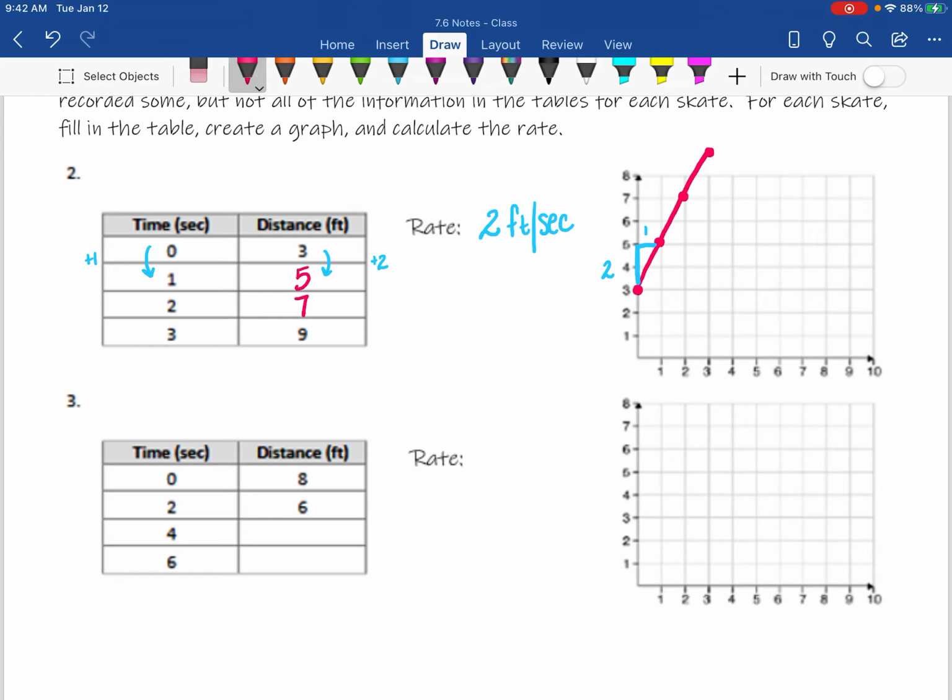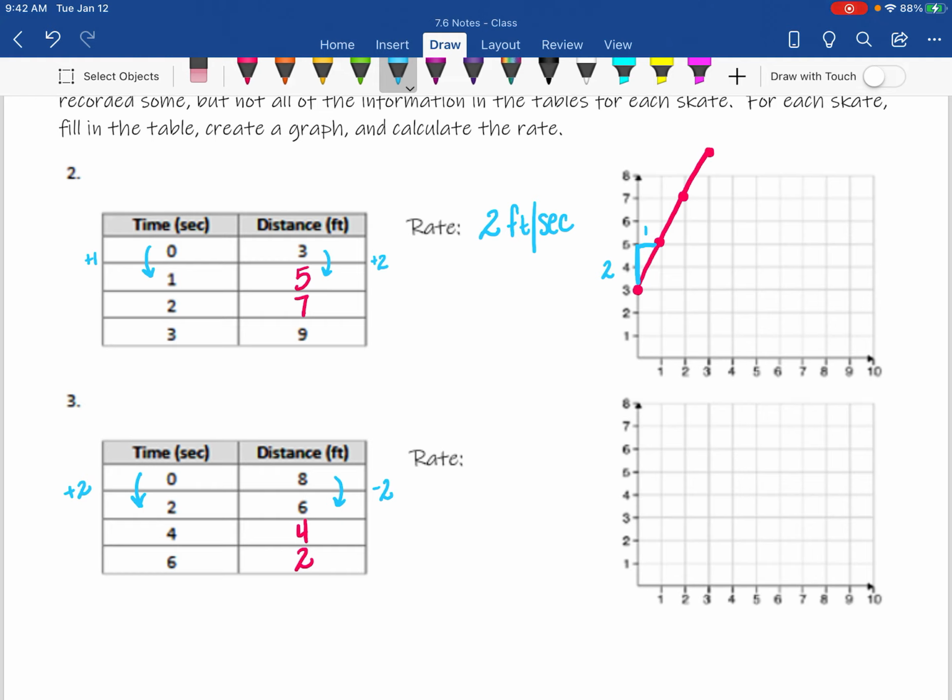The next example, I think it's a little more straightforward what the blanks should be. So 8 to 6, we're deducting 2, so 4 and 2. Going through the same process, we want to find the slope. From 8 to 6, we're subtracting 2. From 0 to 2, we're adding 2.